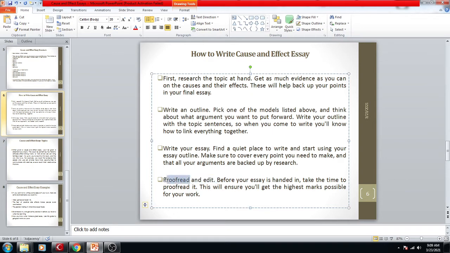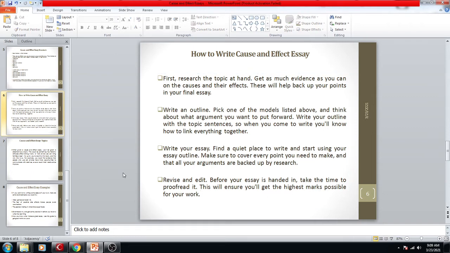So let's use the word revise because we're familiar with revise. Revise and edit. So before your essay is handed in, before you send it to me, take the time to proofread it. Take the time to polish it, to revise and edit it by going through the cups and the arms. This will ensure you'll get the highest marks possible for your work.